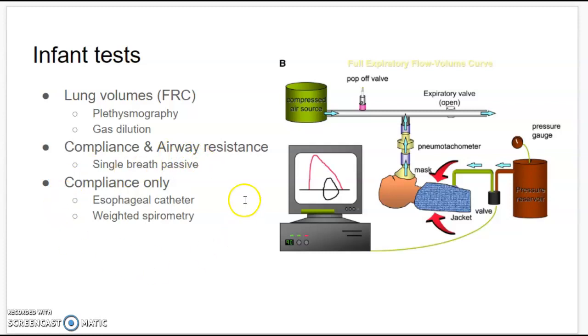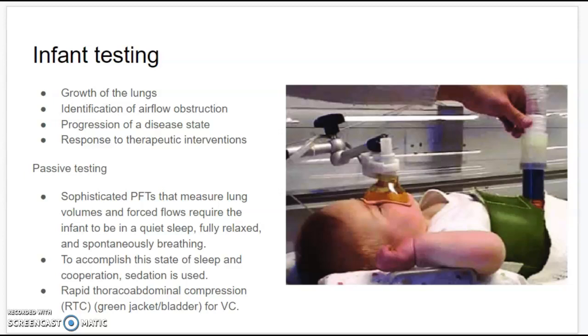And then there are some other methods that you can just get compliance, but we're not going to talk about those in this video. They are in your book if you are interested in following up with those. Infant testing, we use this to measure the growth of the lungs, identify airflow obstruction, monitor progression of diseases, and monitor response to therapeutic interventions.